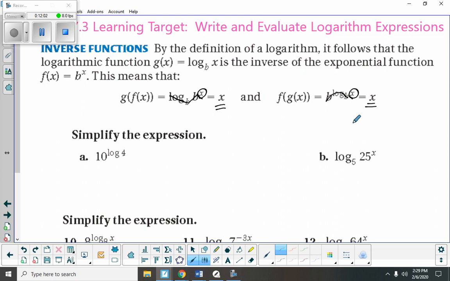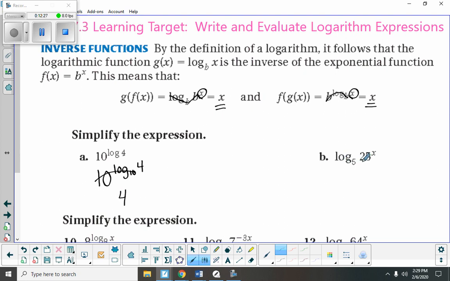Now, just a little note on this problem: it doesn't have a base right here, and whenever you see that happen, it's the common log, and it's base 10, so you can write that in. Here we have 10 to the log base 10, so when the bases are the same, your answer is just the exponent, which is 4.